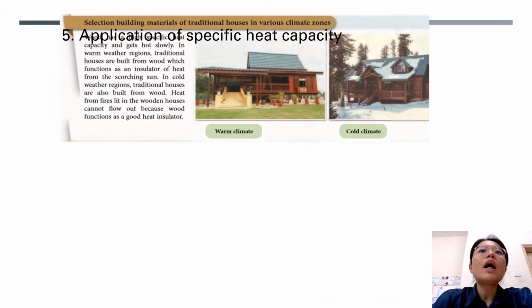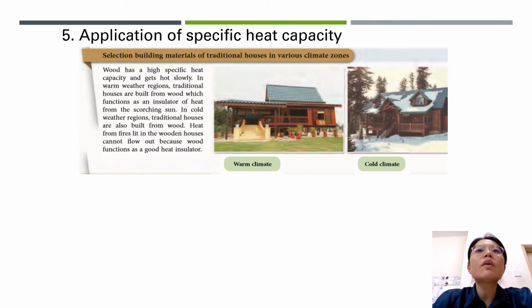Now, after learning the formulas on how to calculate heat capacity and specific heat capacity, we come to application. Application: selection of building material of traditional houses in various climate zones. We have warm climate and cold climate. Take note please, wood has a high specific heat capacity. So any object which has a high specific heat capacity gets hot slowly.